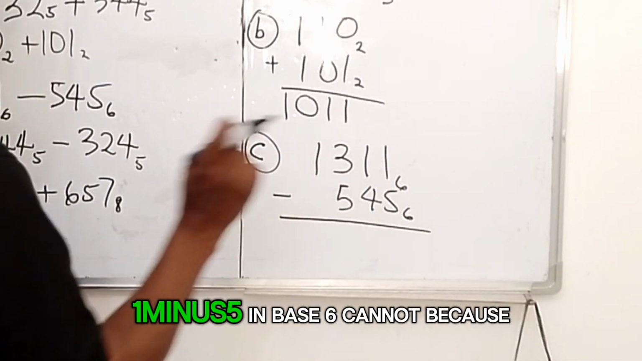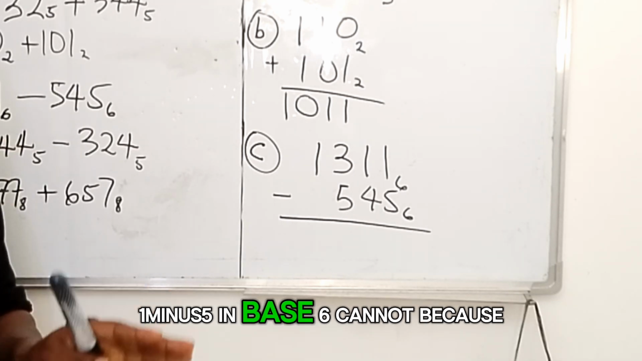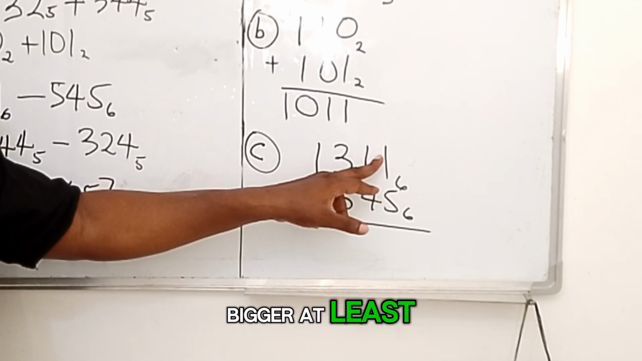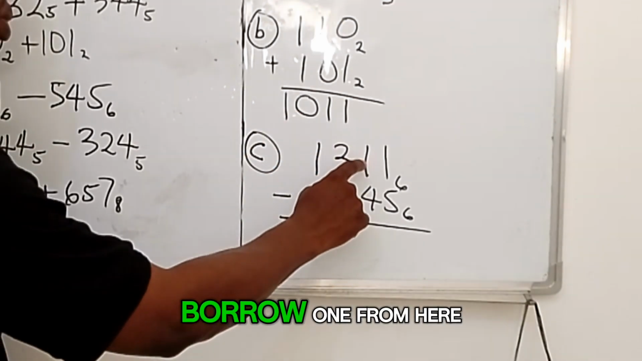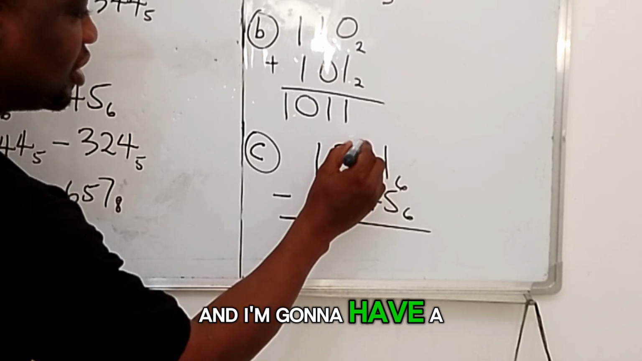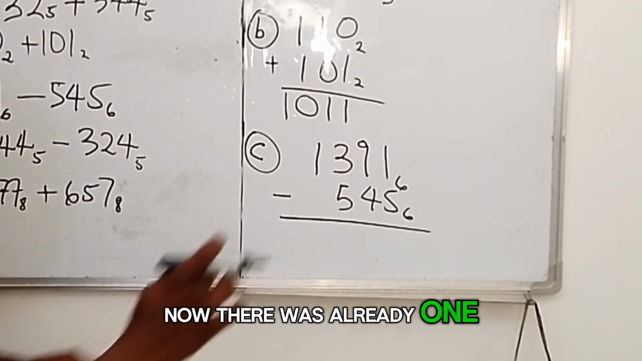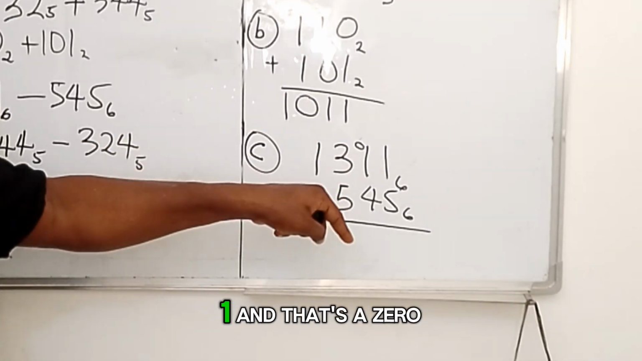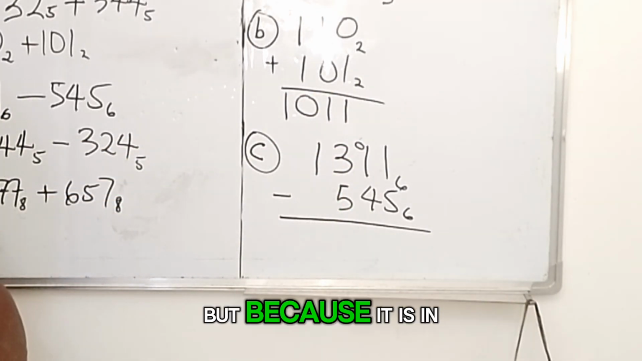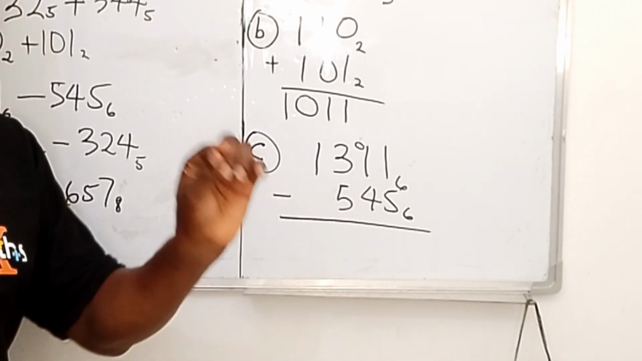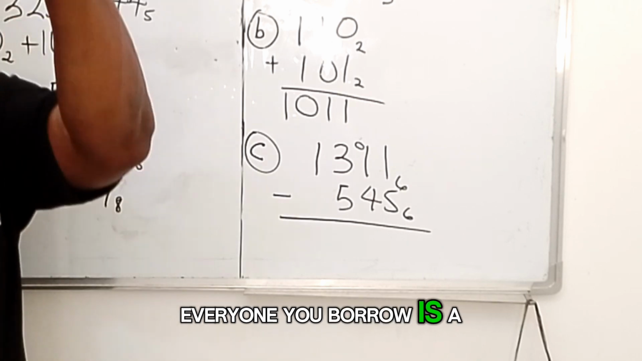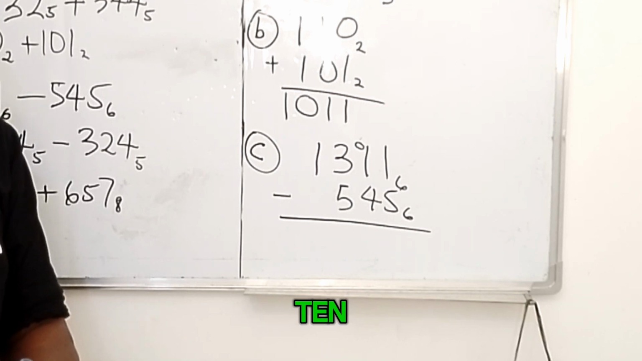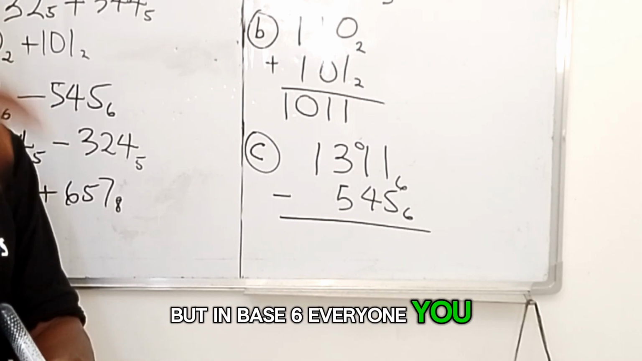1 minus 5 in base 6 cannot, because the number on top should be bigger at least. So it cannot. I will borrow 1 from here, and I'm going to have a 0 remaining here. You know, there was 1 here already. So I'm borrowing 1 from 1, and that's a 0. But because it is in base 6, every 1 you borrow is a 6. In base 10, every 1 I borrow is a 10. But in base 6, every 1 you borrow is a 6.